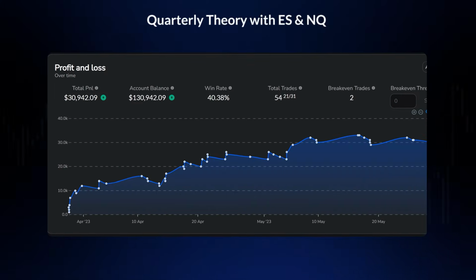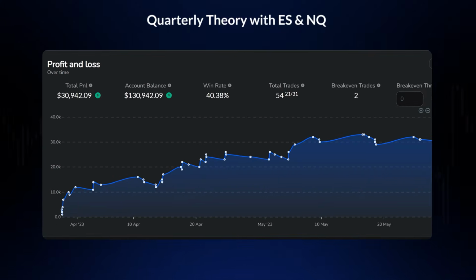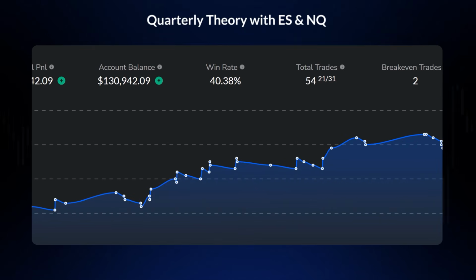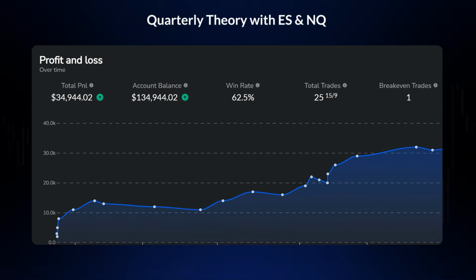Yeah, quarterly theory is a really powerful concept, and I'm actually going to show you guys how you can use some optimizations to go from results like this to something like this, just by adding some more high time frame confluences.